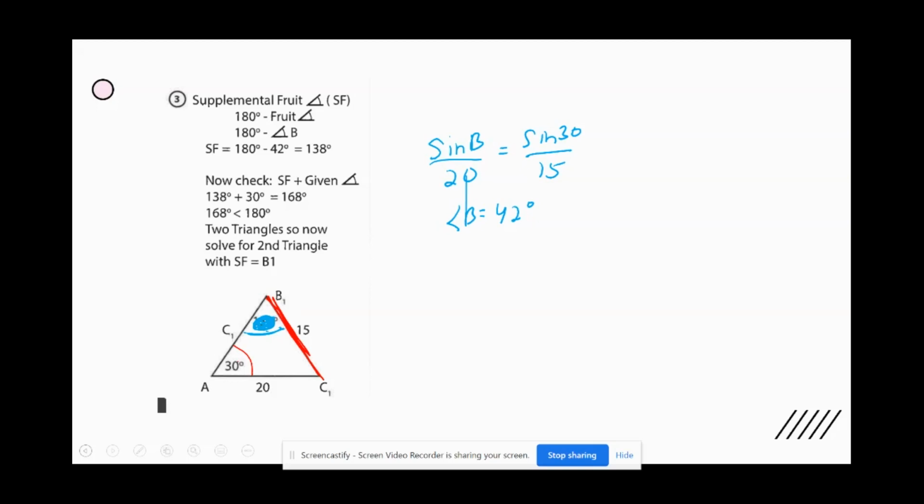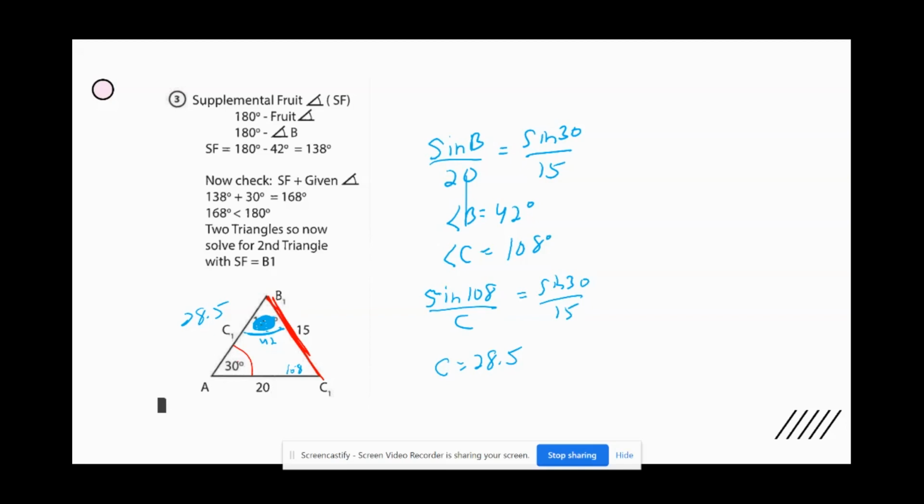All right, so we have angle B is 42. So we know that this is 42. All right, next part, we can go ahead and find angle C. 42 plus 30 is 72. We subtract that from 180, and I get angle C as 108. So now let's find side C. So sine 108 over C equals sine 30 over 15. I get side C as 28.5. Okay, so that's the first step, 28.5.